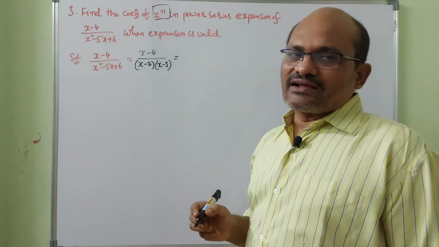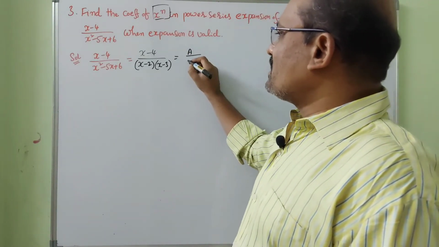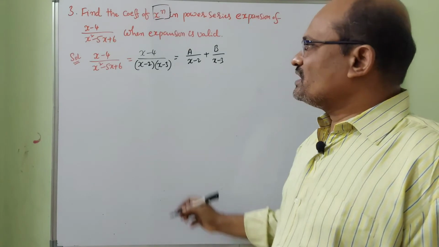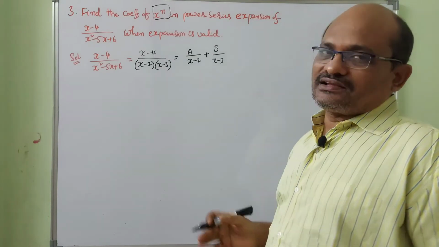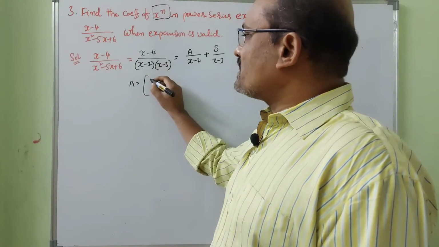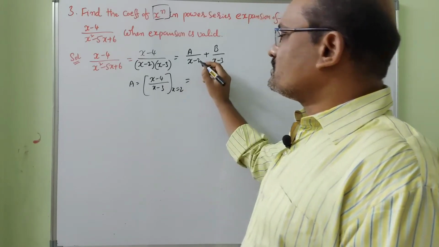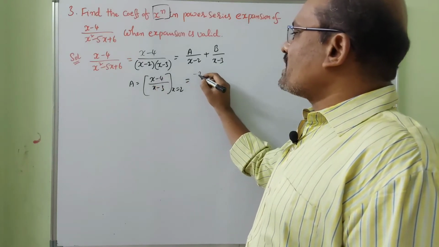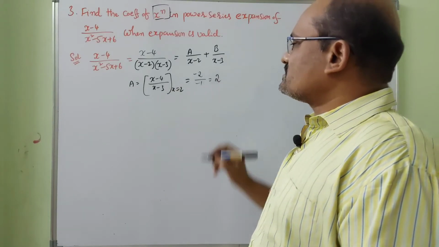Because these are the linear factors which are non-repeating, so the partial fractions can be written as a by x minus 2 plus b by x minus 3. Now how to find values of a, b in shorter way for linear factors only is a is equal to, leave x minus 2, write the remaining factors and put x is equal to 2 here. X minus 2 equal to 0, you take x equal to 2, put here. 2 minus 4, minus 2 by minus 1, that is 2 you will get.